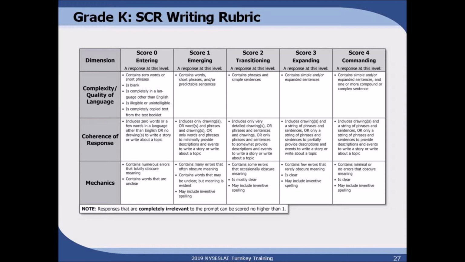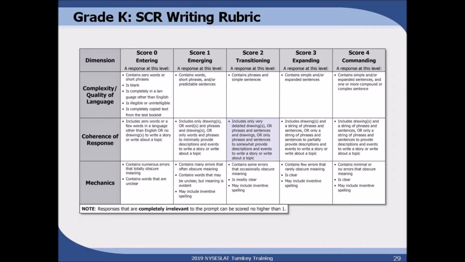Let's look at the emerging column. There are three ways for a response to be emerging in the coherence of response dimension. 1. The response includes only drawings to minimally provide descriptions. 2. The response includes words and phrases and a drawing to minimally provide descriptions. 3. The response includes only words and phrases to minimally provide descriptions. If a student response contains only drawings to minimally provide a description, the response receives a holistic score of 1 regardless of the other dimensions.